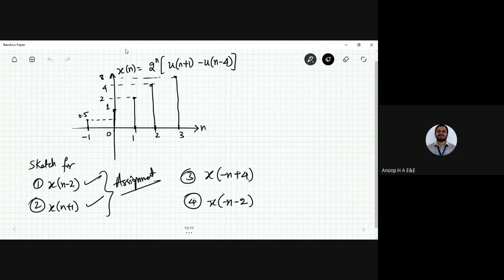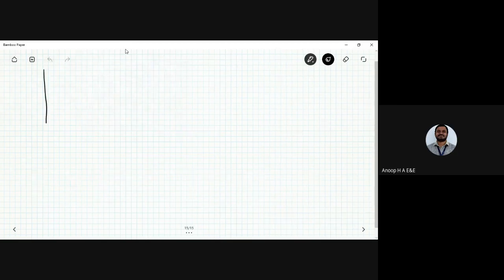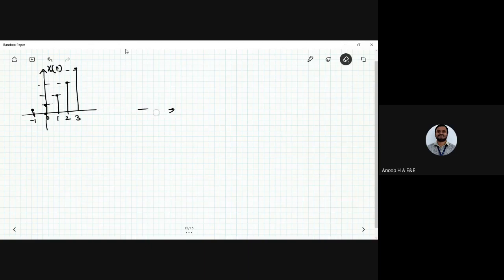Again, follow the precedence rule here. Let me draw X of N. At N equal to 0, it is 1. At 1, it is 2. At 2, it is 4. At 3, it is 8. And at minus 1, it is 0.5. So this is X of N, with values 1, 2, 4, and 8 at 0, 1, 2, and 3. That is one thing that you are going to observe clearly.